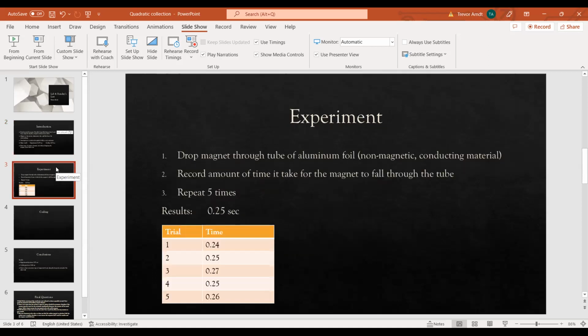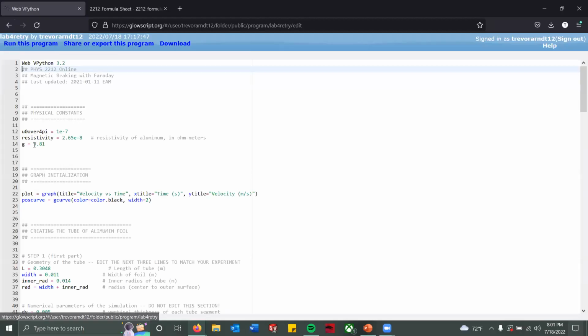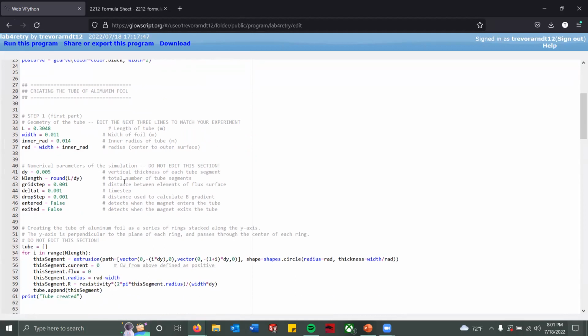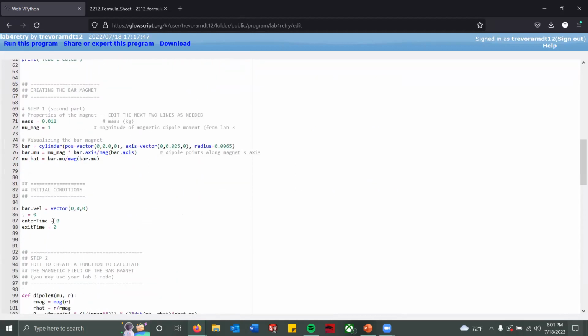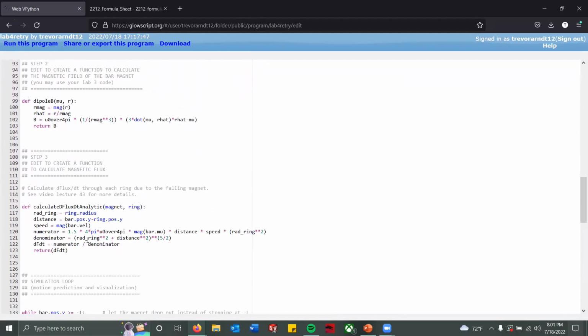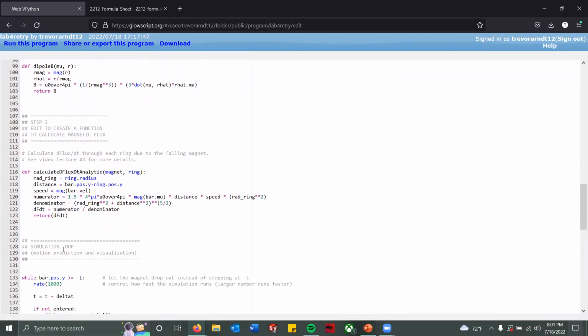Here are my results from the experimental portion, but I won't really go into that. And then I'll show my results from the coding section. Okay, so I mostly plugged in experimental values that I found, such as here and here. And then here I use my code from lab 3. And here I use Faraday's law to create an equation that finds the change in flux over change in time, which is Faraday's law.